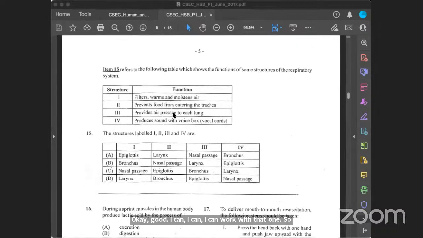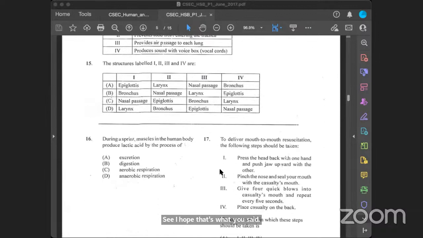We just did this one. What's it going to be? C. I hope that's what you said. Yes, sir. 16.